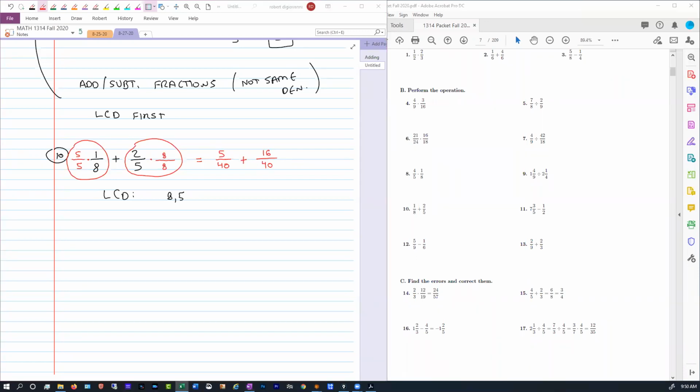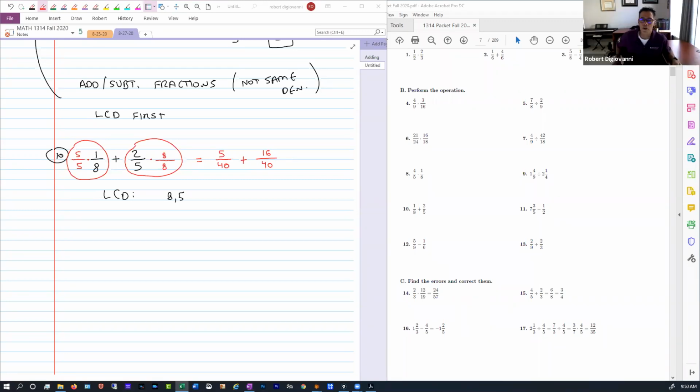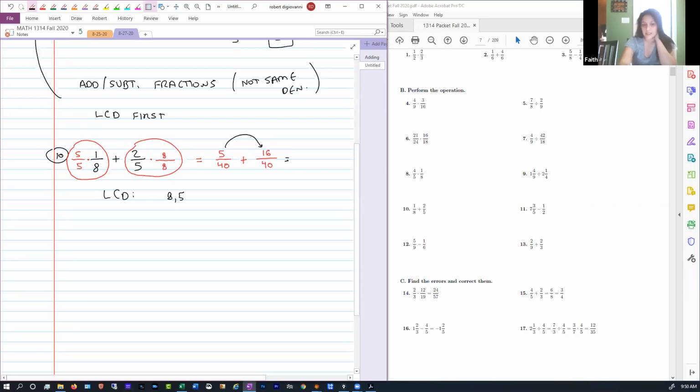Now at this point, where are we here? Faith? Where's Faith? I know I saw Faith. There she is. Okay. So Faith, at this point, you're looking at two fractions, right? They have the same denominators. So this is what we wanted, right? So what are you gonna do? We're gonna add the 5 and 16, which would be 21 over 40. 21 over 40. There you go.